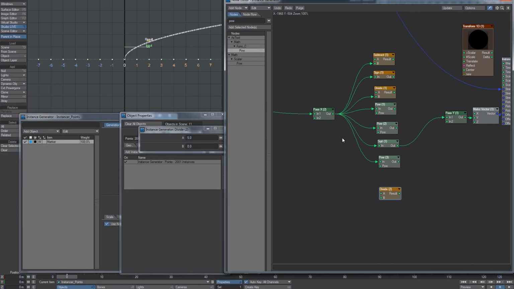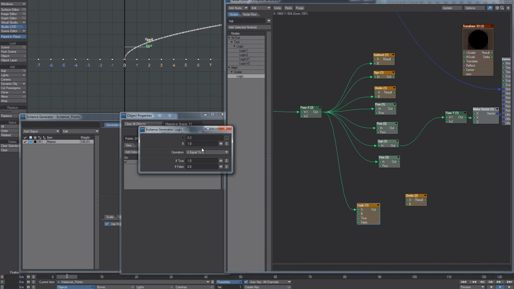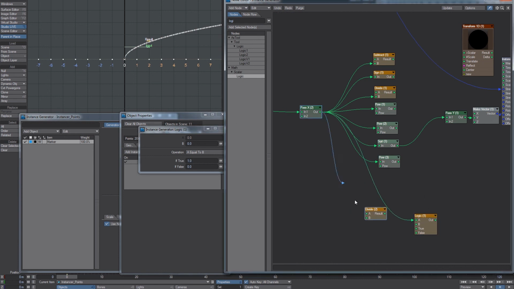Another way to avoid this, or to change the behavior that the divide node has, is again to use a logic node and check if you're trying to divide by something that is equal to 0. If so, you can output the identity 1. If not, then you can just pass the division, because it's all right. You're not trying to divide by 0.